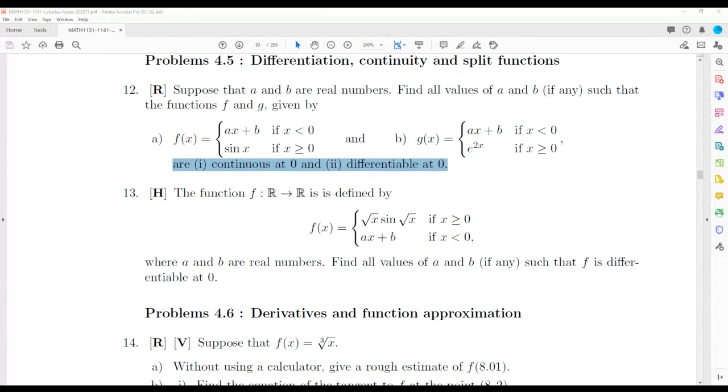So I'm going to try 12 part A. Now, let me share my document camera and I can write it all out.